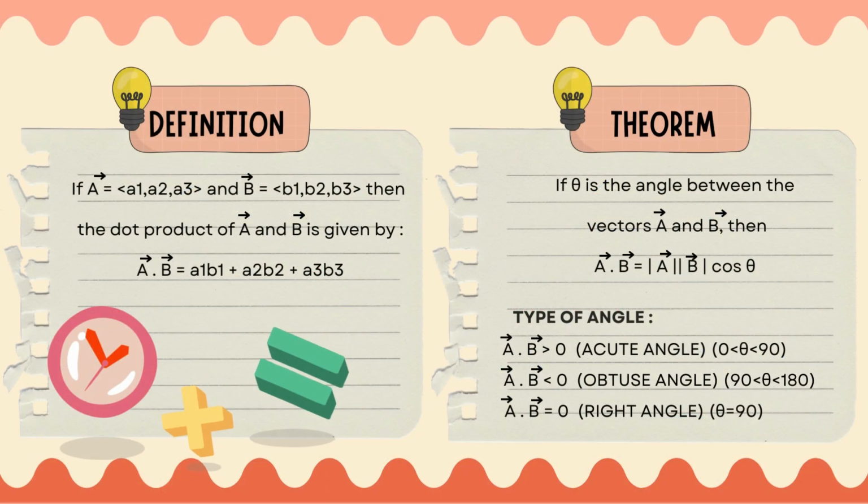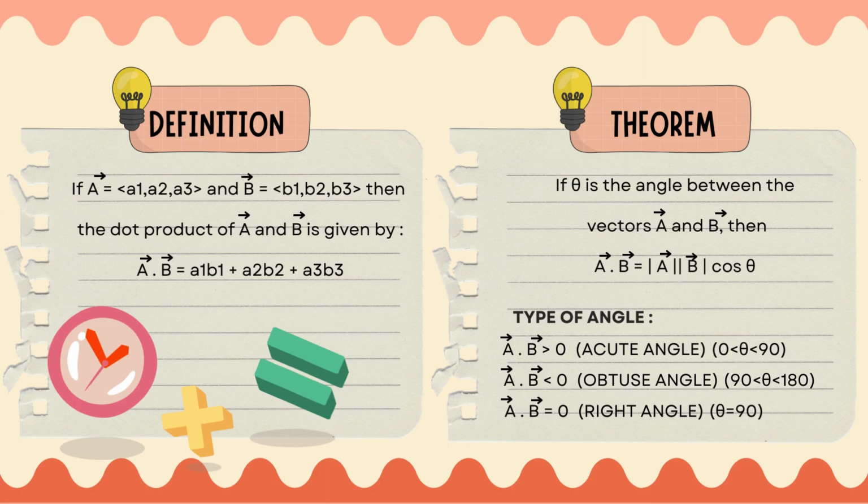The definition is if vector A equal to A1, A2, A3 and vector B equal to B1, B2, B3, then the dot product of vector A and vector B is given by vector A multiply vector B equal to A1 B1 plus A2 B2 plus A3 B3.